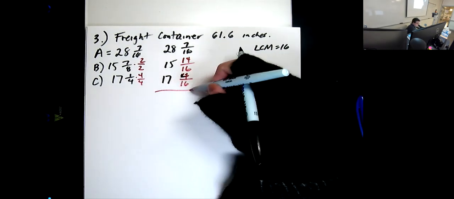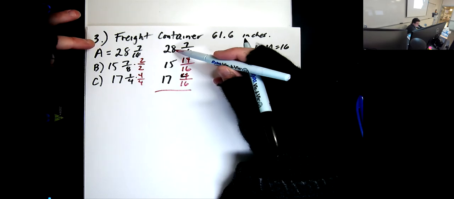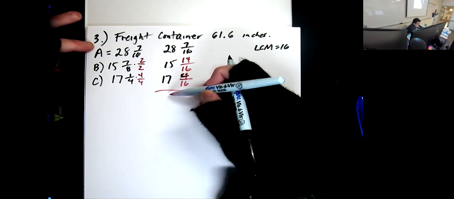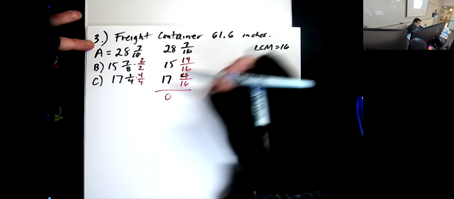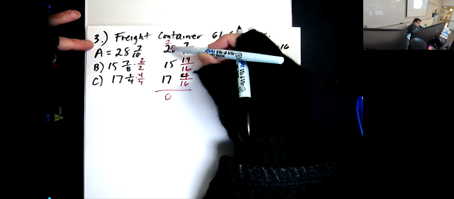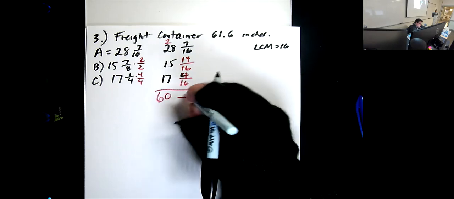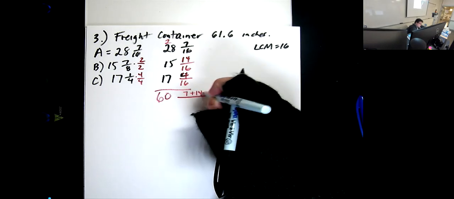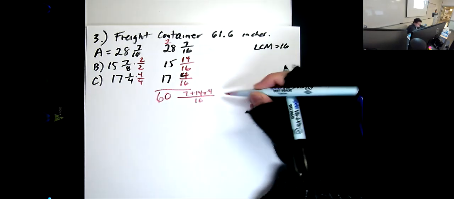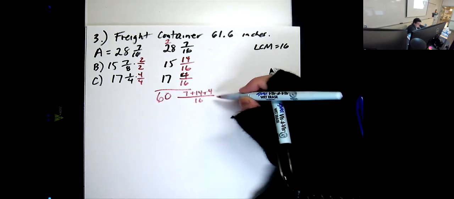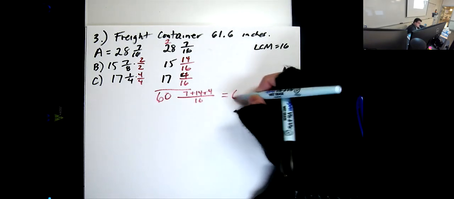So if I add these up, I've got 8 and 7 is 15 and 5 is 20, so I got 60 there. And the fractions add up to 7 plus 14 plus 4 over 16, which is 25/16.